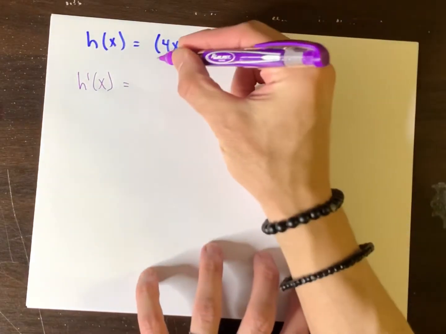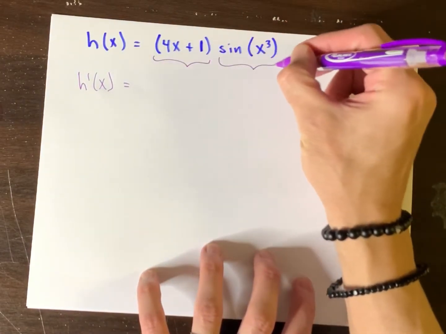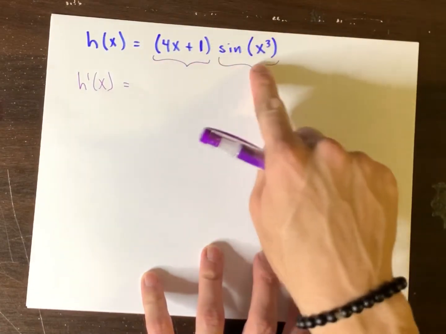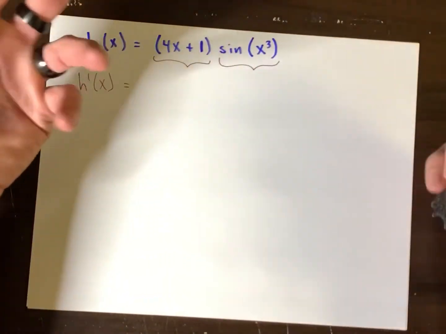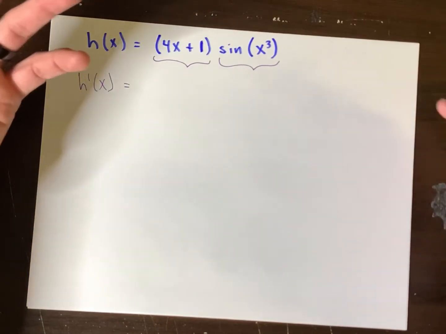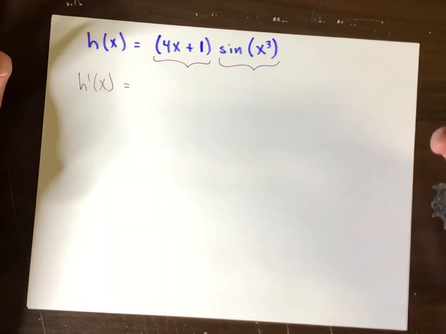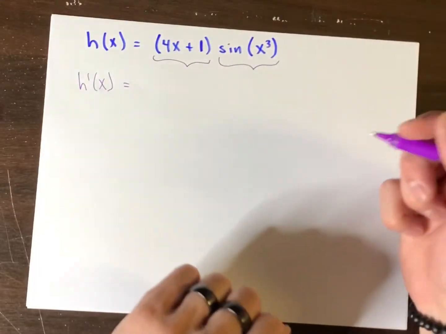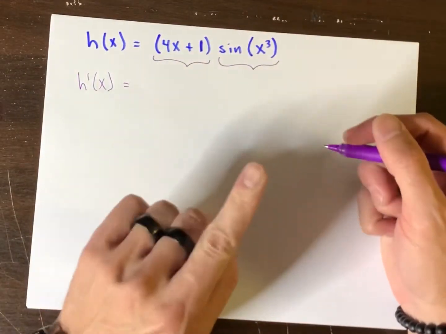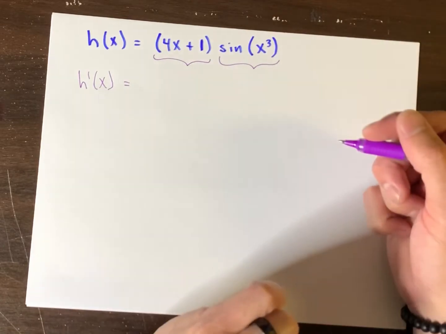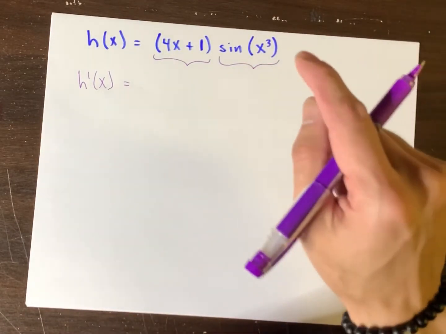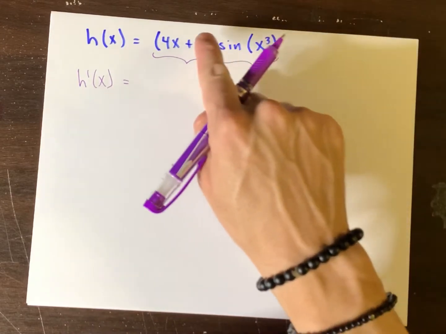Now, if you notice, this function h consists of two main factors. We have this here, and we have this here. So we have to use what they call the product rule. There are formulas for the product rule, but it basically always boils down to this: the first piece times the derivative of the second piece, plus the second piece times the derivative of the first piece.